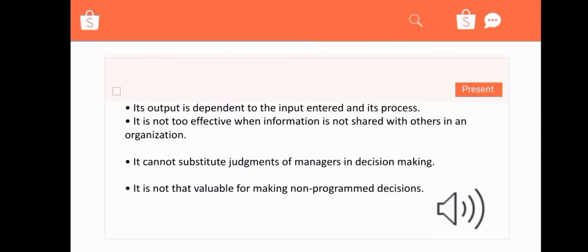Its output is dependent on the input entered and its process. It is not too effective when information is not shared with others in an organization. It cannot substitute for the judgments of managers in decision making. It is not that valuable for making non-program decisions.